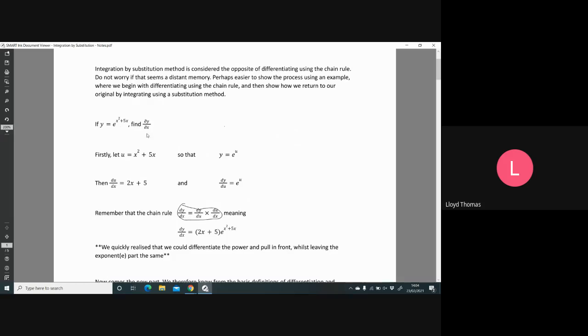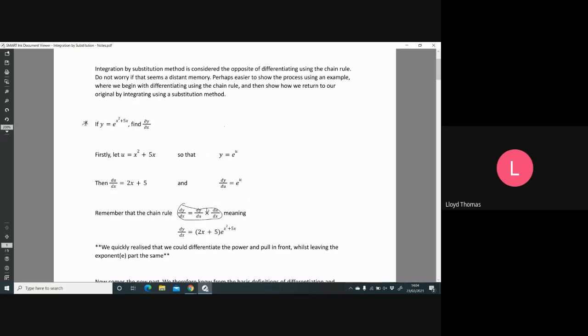So in this example, we're given a question here. It says, if y is equal to e to the power of x squared plus 5x, find dy by dx. So differentiate that. Now, we may well know the quick method. The quick method is we multiply by the differentiation of the power. But that's just one of the generic rules that stems from the chain rule. And the chain rule would be to substitute something in for the difficult part. Now, in this case, the power is the difficult part. So I'm going to let u equal the power, x squared plus 5x.